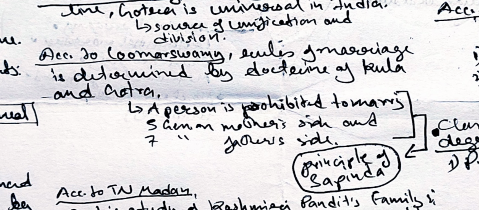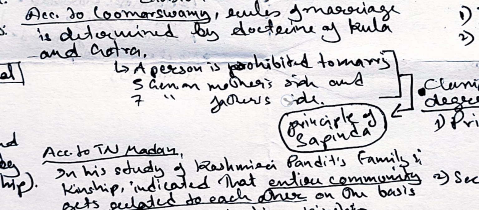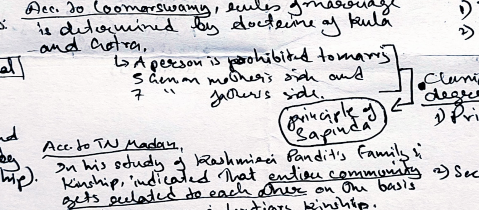According to Karve (Kuroswamy), the rule of marriage is determined by the doctrine of the Kul and Gotra. This is very important. You can write this. You can also refer to this statement in your answers, which will be very helpful. In a sense, a person in a Gotra is prohibited to marry within the Gotra.